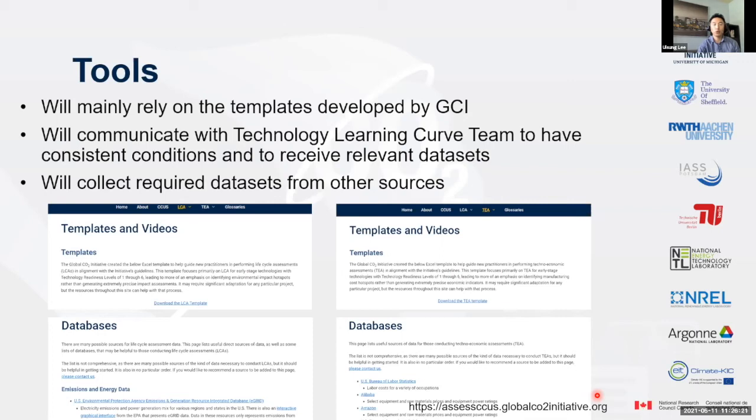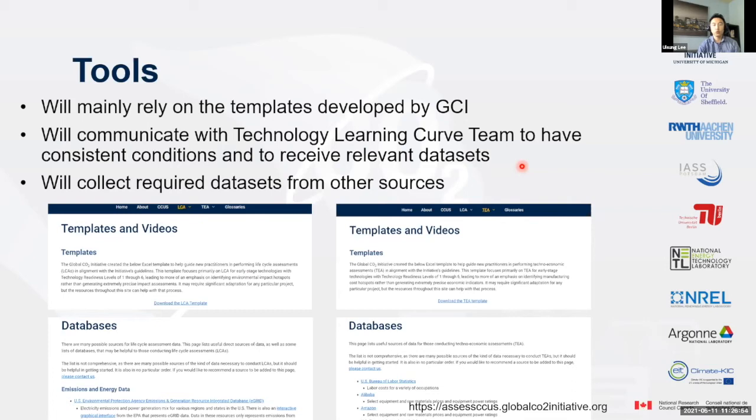So what we are going to do is we are going to mainly rely on the templates developed by GCI. So we have the LCA template and TEA template, which is the Excel-based template. So we are going to use those templates to see whether we can analyze these two cases using these templates. Also, we need to communicate with the other teams, especially the technology learning curve team, to have the consistent conditions and to receive the relevant data sets.